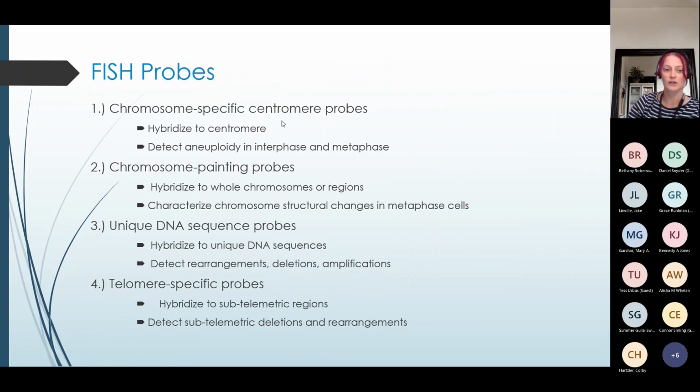Oops. Okay, so there are 4 different kinds of FISH probes that are common. And I have pictures of what each of those look like on the next slide, and those pictures were not in the original PowerPoint. So, chromosome-specific centromere probes. We can stain all of the centromeres of all of the chromosomes, or you can pick a very specific chromosome centromere stain. It can hybridize to the centromere, and you can detect aneuploidy in interphase and metaphase with this.